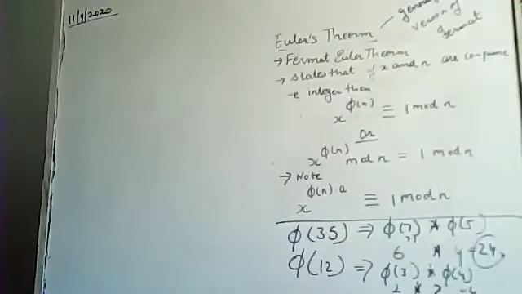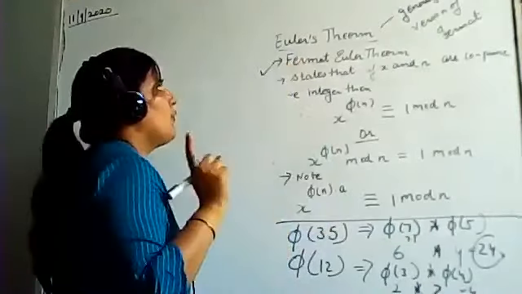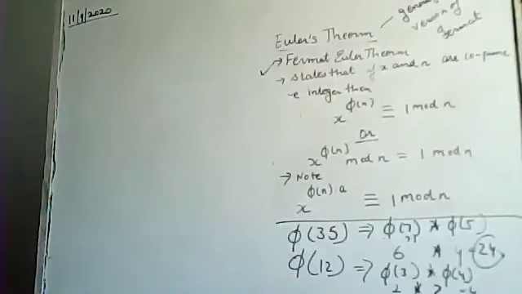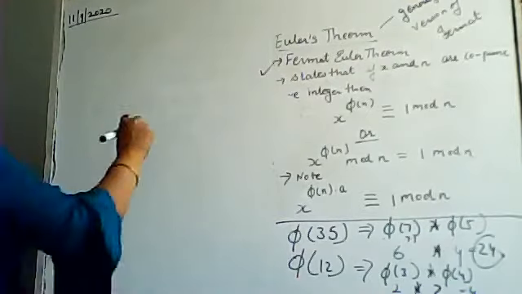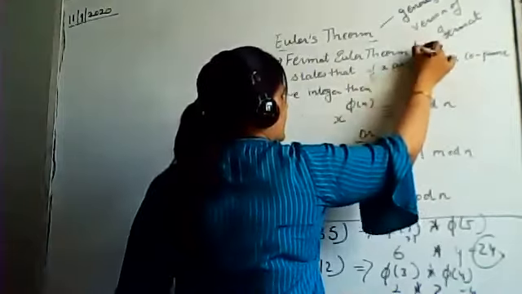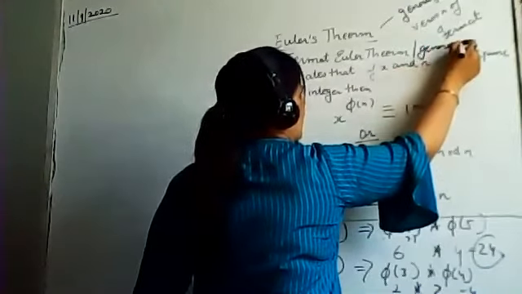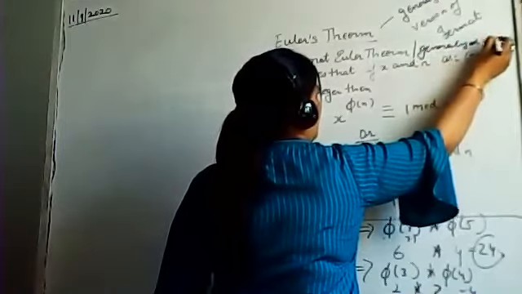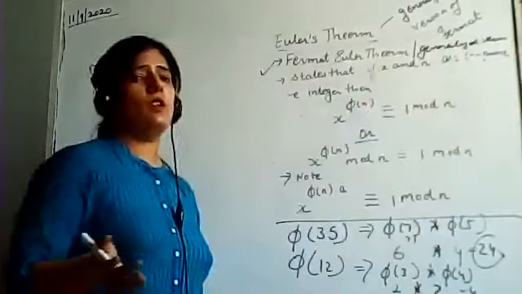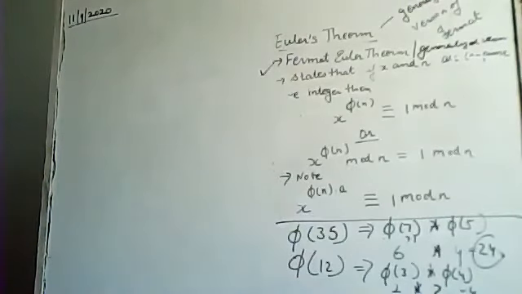This Euler theorem is also known as the Fermat-Euler theorem. Secondly, this is a generalized version of Fermat's theorem. Now, what is this Fermat theorem? We will discuss that after this topic. For now, just understand that Euler's theorem is also known as the Fermat-Euler theorem, and it is a generalized version of your Fermat theorem.